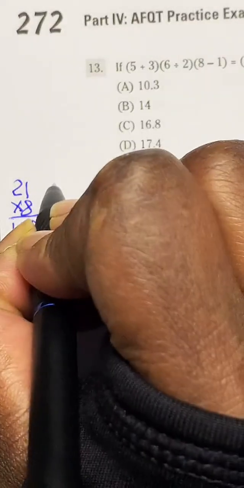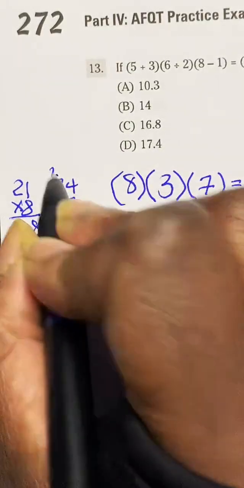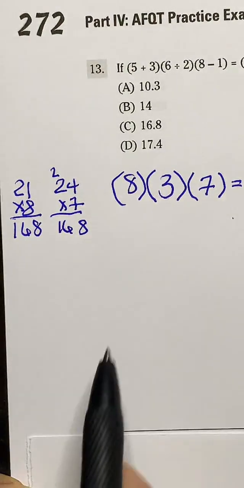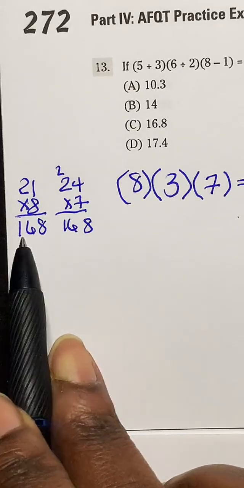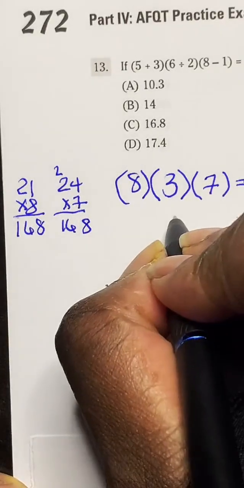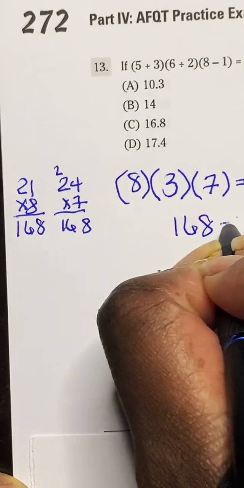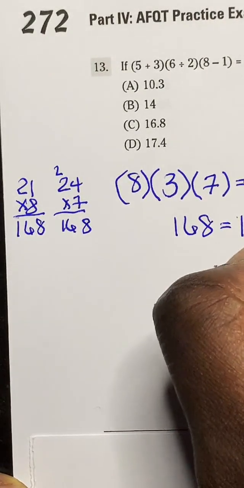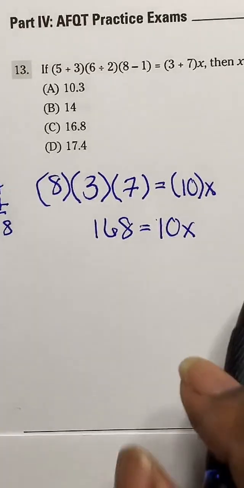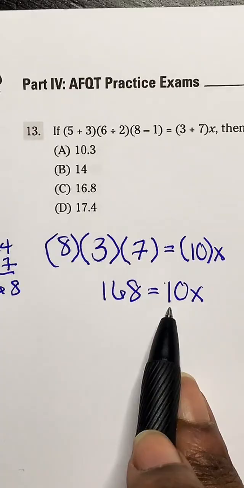So if you want to do 21 times 8, that gives you 168. If you did your 24 times 7, that gives me my 8, carry my 2. 14 plus 2 gives me 16. So see, either way, you're going to get the same answer. So that means we have our 168 is equal to our 10x. So just looking at this, and I go back to my answer choices, I would say my answer choice is going to be C.